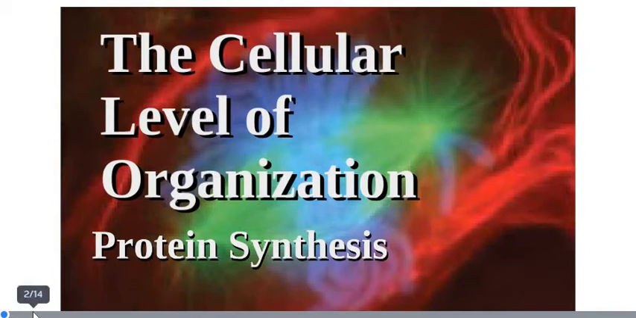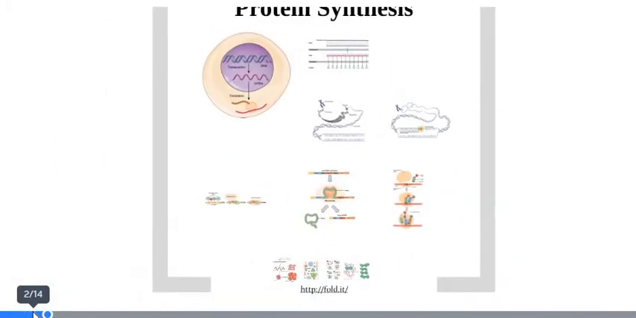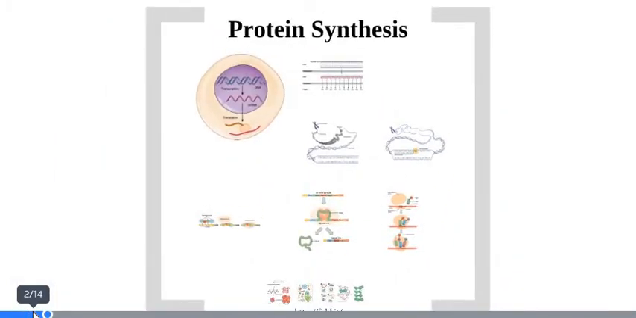The next section of the Cellular Level of Organization chapter concentrates on protein synthesis. Protein synthesis is a crucial aspect of how any cell works. It is how our genetic information directs the cell to make proteins, and proteins are the in-the-trenches workers for the cell. They do pretty much everything.